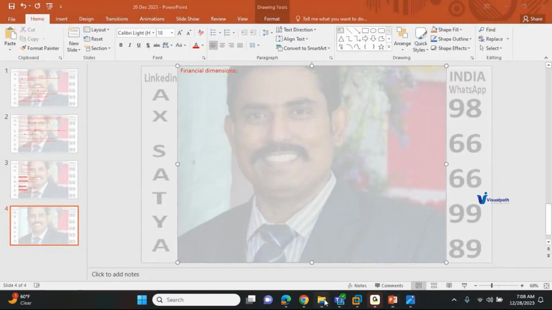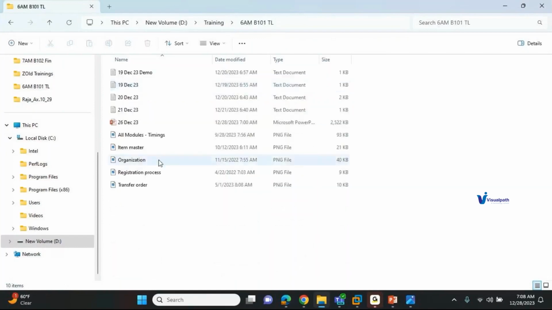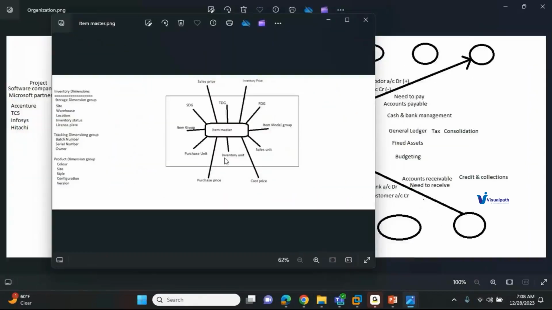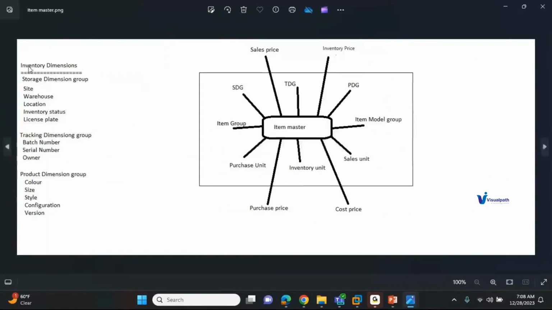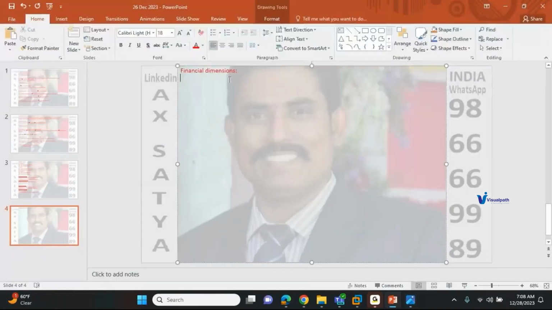In SCM, there are inventory dimensions. You go to the item master, you will find inventory dimensions. Inventory dimensions are classified into three parts: storage dimension group, tracking dimension group, product dimension group. This is inventory dimension. Now I'm talking about financial dimension.